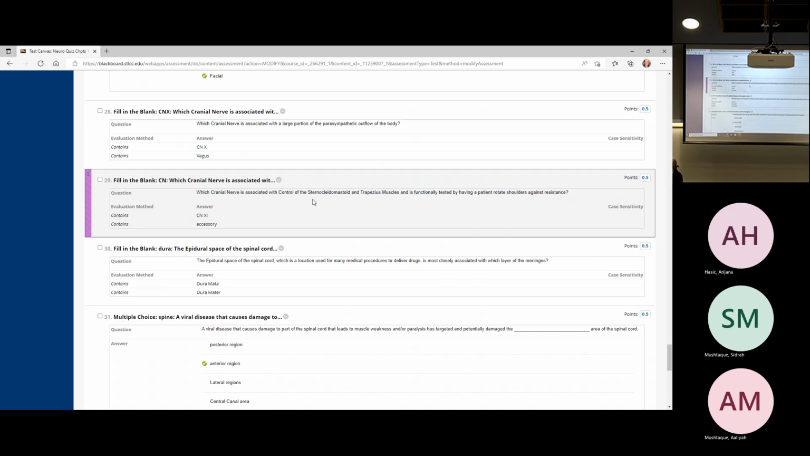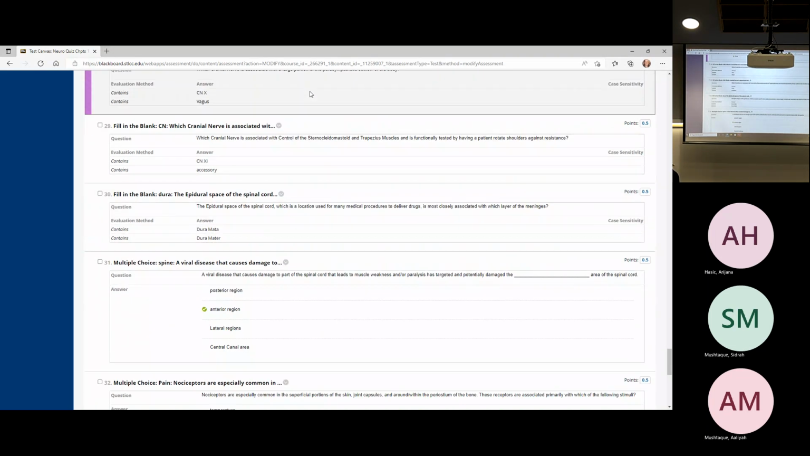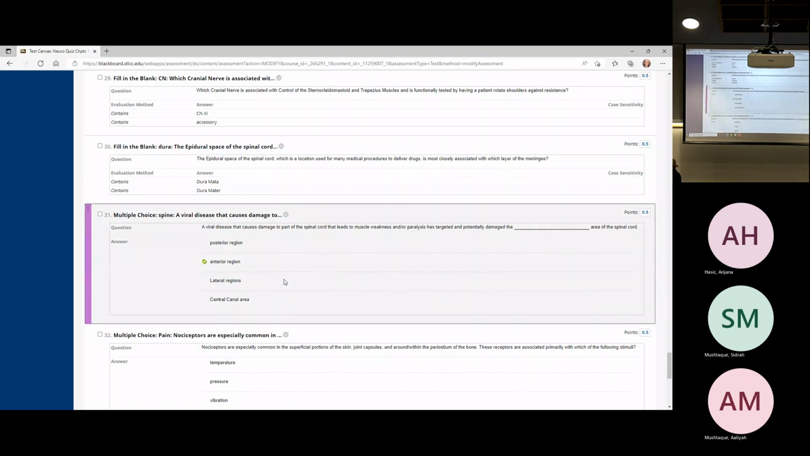Which cranial nerve is associated with control of the sternocleidomastoid? The trapezius. Okay? And you test it by having people push up when you're pushing down on their shoulders. Accessory, right? Y'all said that? Okay. The epidural space of the spinal cord, which is a location used for many medical procedures of drugs. Which layer of the meninges? It tells you epidural, so it's the dura mater.